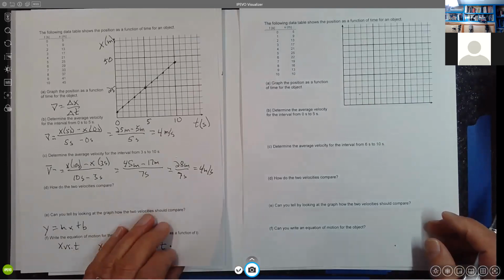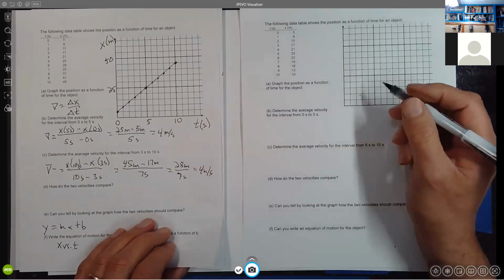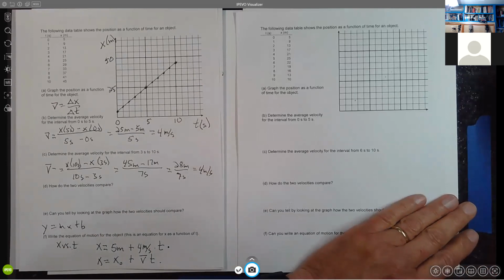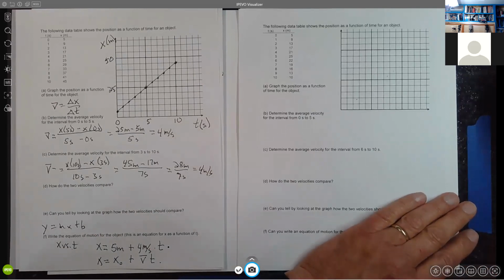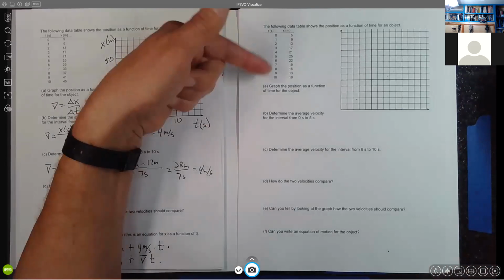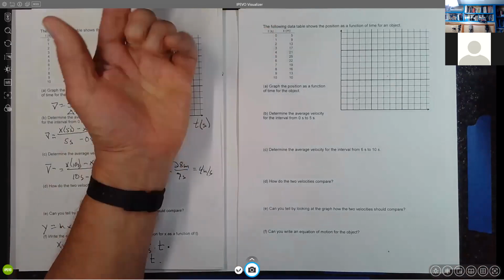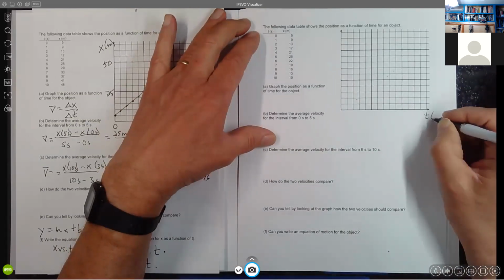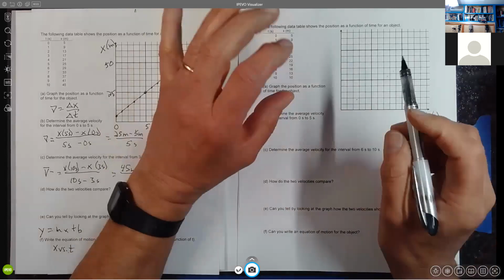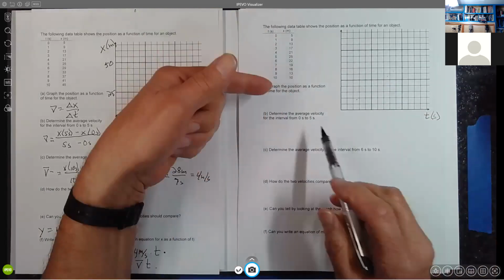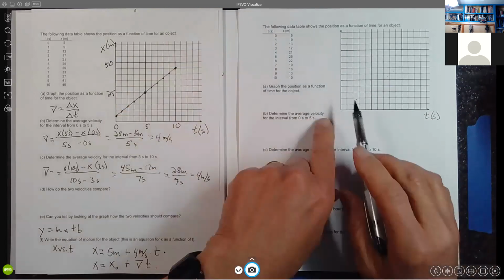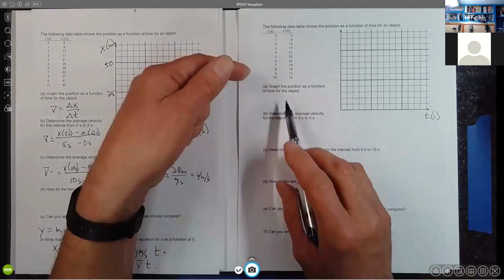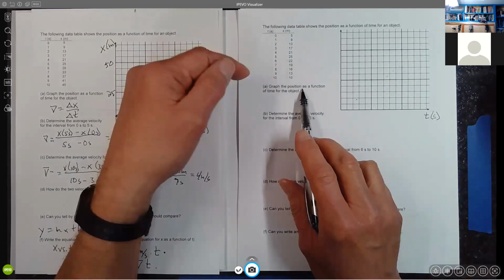This one may end up being a little weird. Ooh, looks like I had some bleed through of ink, but that's okay. So another following data table, position as a function of time for an object. And again, I've got t's and x's. I'm going to use the same scale I did last time. So on my horizontal axis, I'll have t in seconds. Position as a function of time. So I want to graph that. That means what goes after as a function of is on the horizontal axis. So time goes there. And the thing before as a function of goes on the vertical axis.